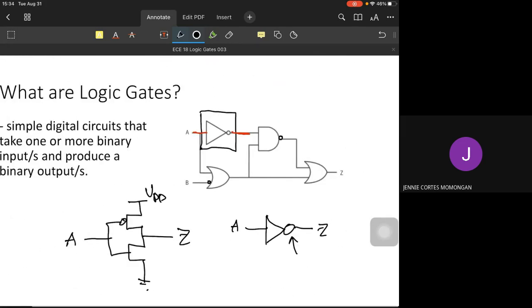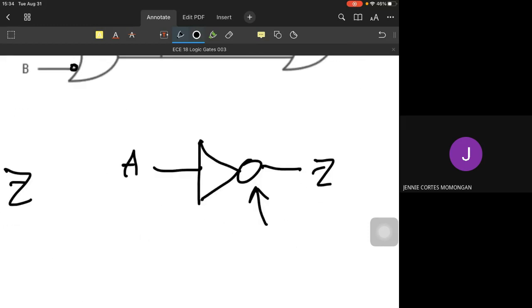Okay. So if there is no bubble at the front of the NOT gate, remember in electronics too, this is the symbol for a buffer, right? Whatever the input is, the output is the same. Contrast that to an inverter or a NOT gate. Whatever the input is, the output is reversed. Okay.